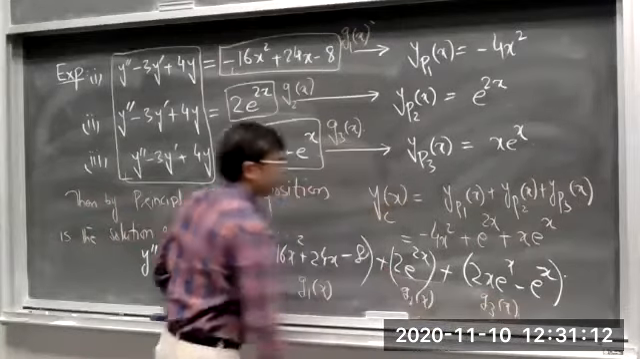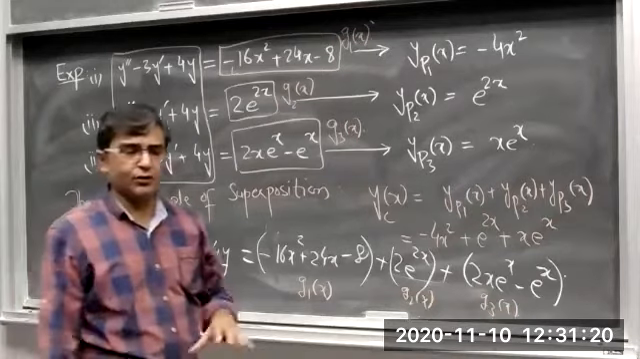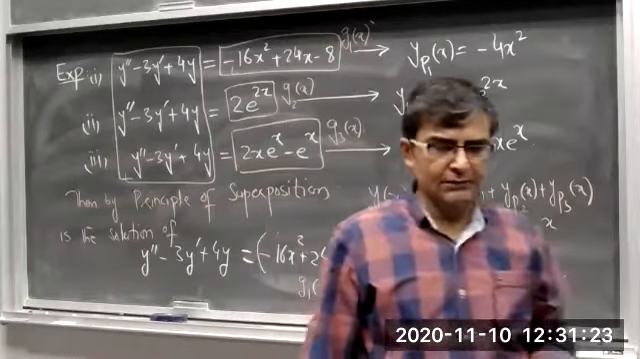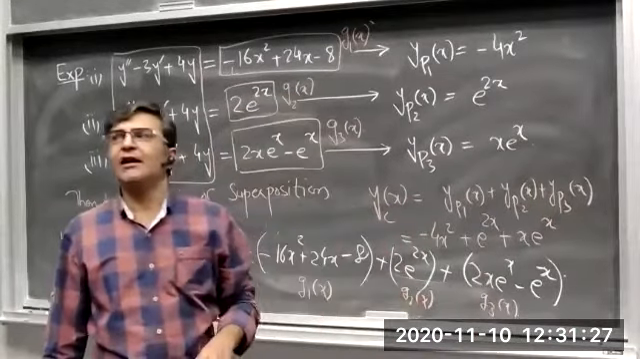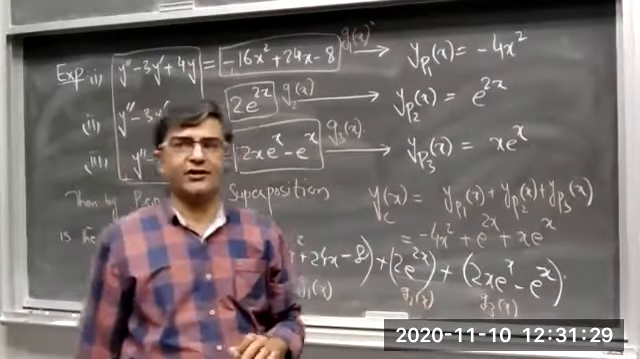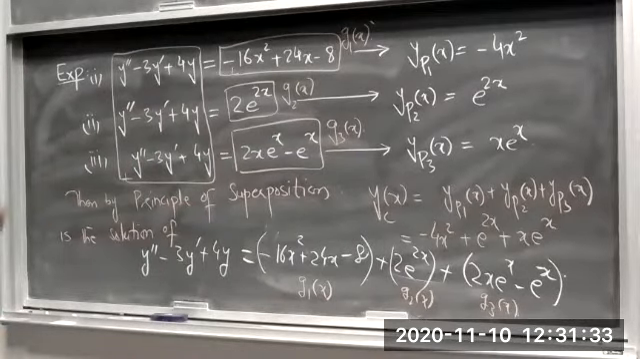So this is what we call the principle of superposition for finding the complementary solution of the nth order linear non-homogeneous differential equation with constant coefficients. I hope you get it. If you have any question, you can ask me.